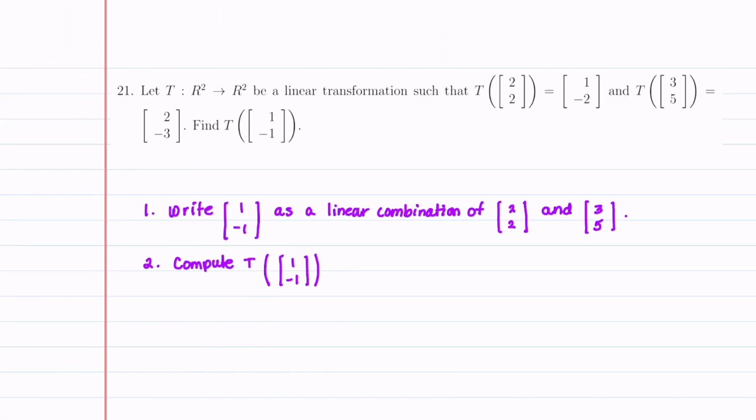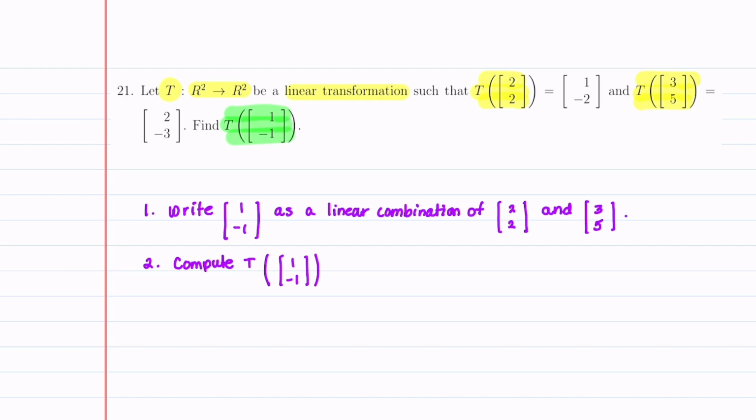In this problem, we're given that we have a transformation T from R2 to R2, and it is a linear transformation, and we are given T of (2, 2) and T of (3, 5), and we're asked to find the transformation of (1, minus 1). This is a difficult problem because it has a couple of steps that we have to do. Let me go over our steps first, and then we'll go ahead and solve the problem.